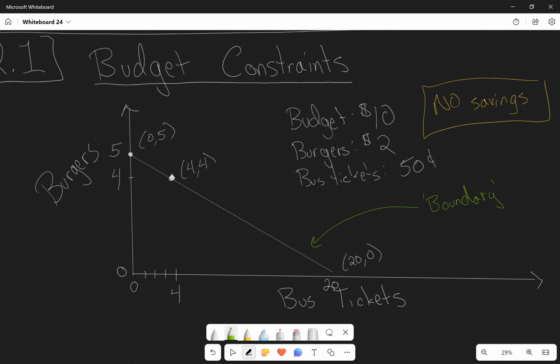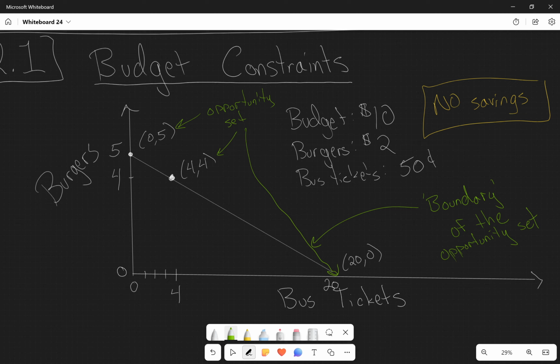Just like the boundary of a map, right? We call it the opportunity set because these are all different combinations that you could choose. The opportunity set is all the different combinations. So this is part of the opportunity set right here. This is part of the opportunity set. You know, this one down here is also part of the opportunity set, right?